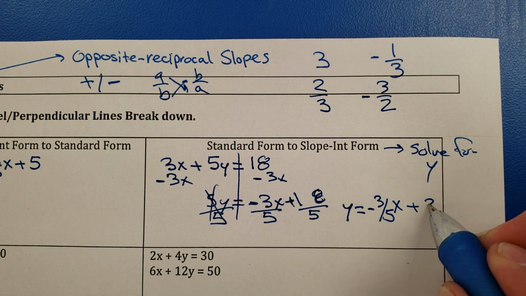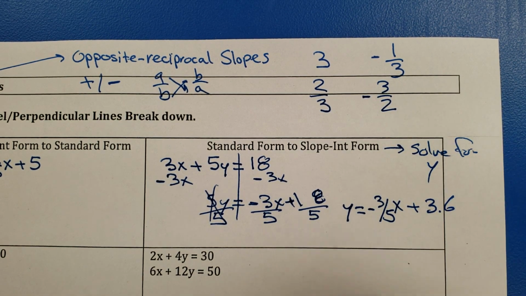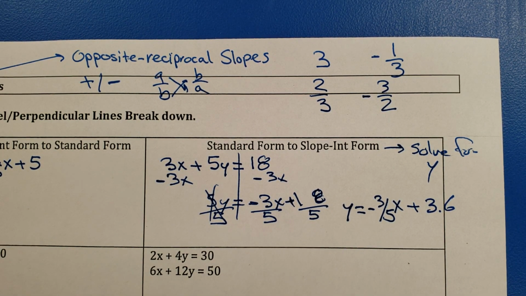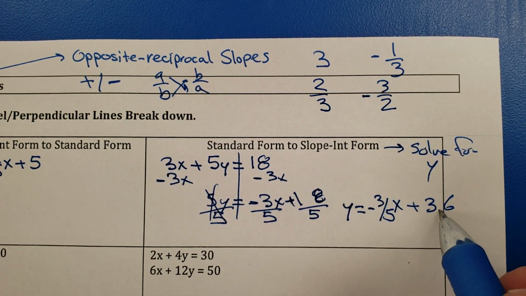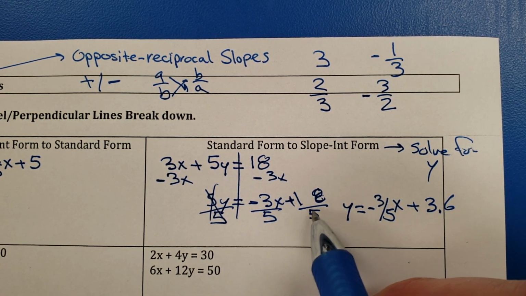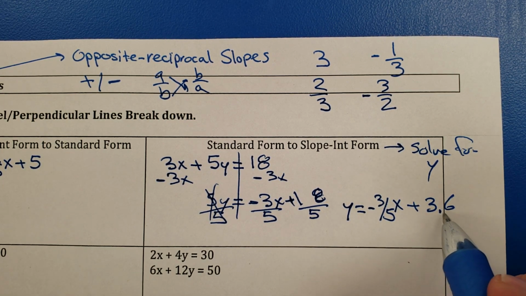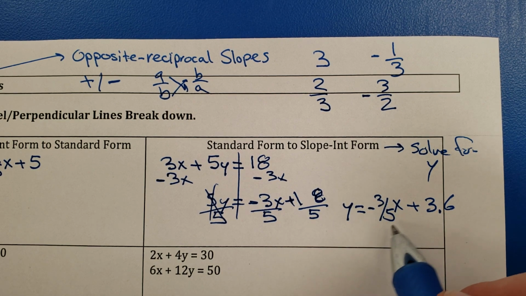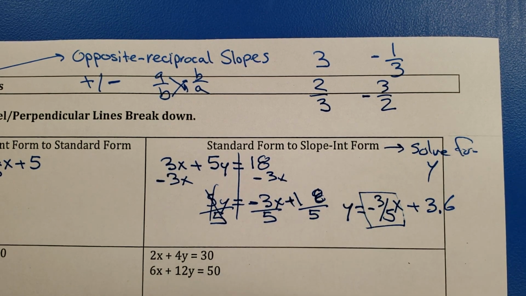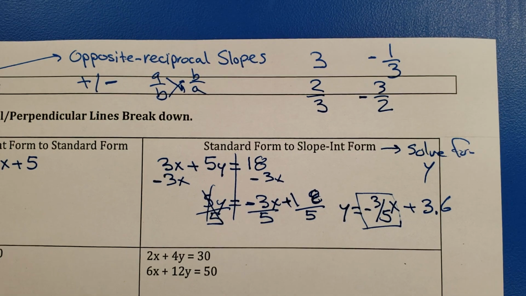As a decimal, that would be like 3.6, I believe. So you could write it as 3.6, or it just depends, okay? 18/5 isn't a very pretty number. 3 3/5 is not a very pretty number. So if it turns into a nice decimal, make it a nice decimal. But when it comes to slope, okay, keep that as a fraction.